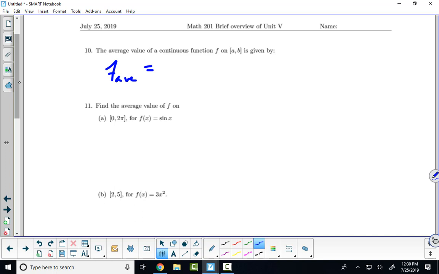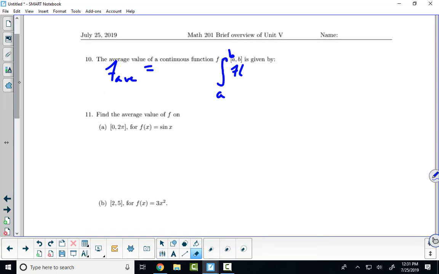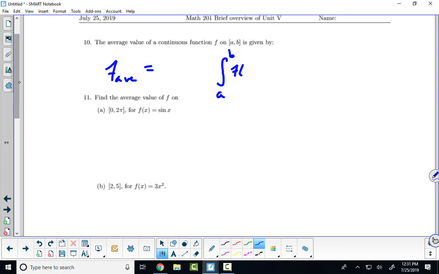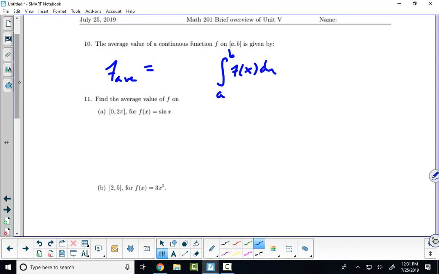So if, let's say the function gives you the temperature at any time x. You plug in the time, and it gives you the temperature. You might want to know what was the average temperature over that day. So if you want to know the average value of the function, you're going to find the net area, f of x dx.